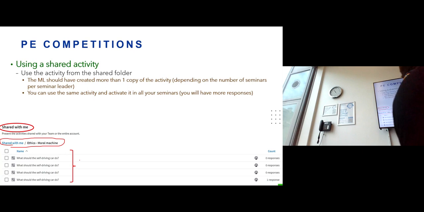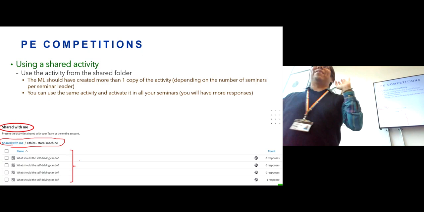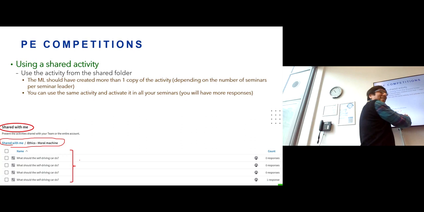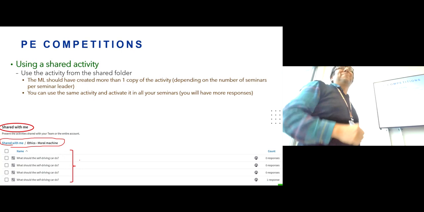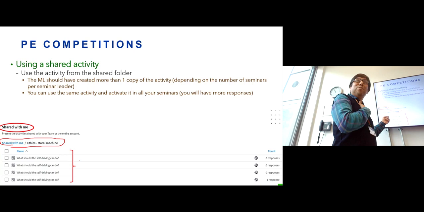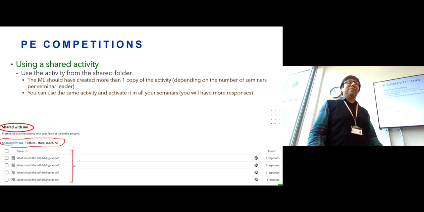My other module leader is different, it's like she has four new ones. Imagine you use three of them, it doesn't matter. For her, all of them are empty. This is your folder, only for you, and no other seminar leader can use your ones. And I would say we need to put a proper name, like Week 2 seminar, Week 4 activity X. That's my advice for the module leader who wants to create.